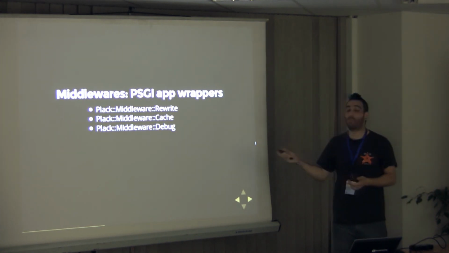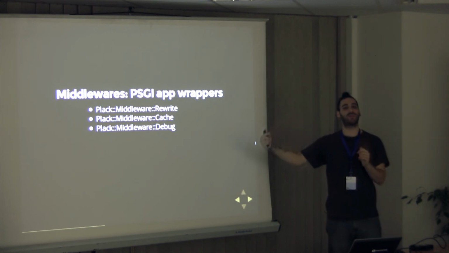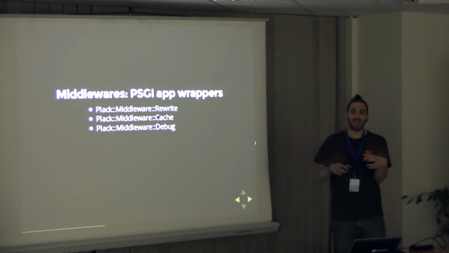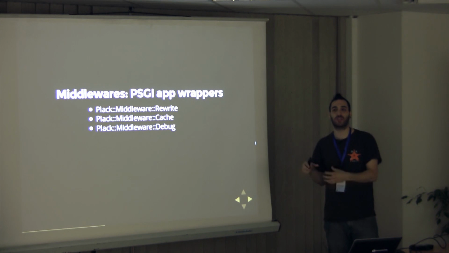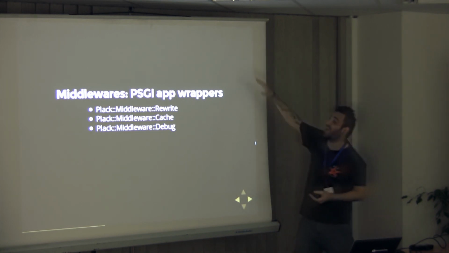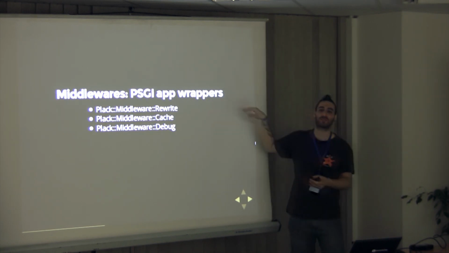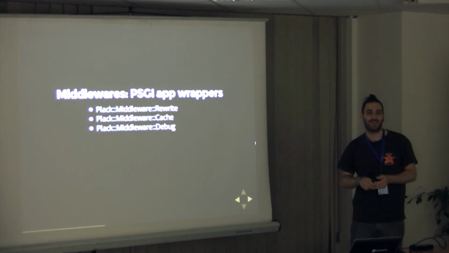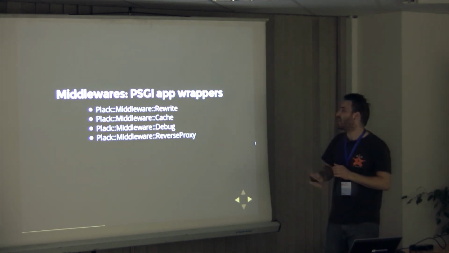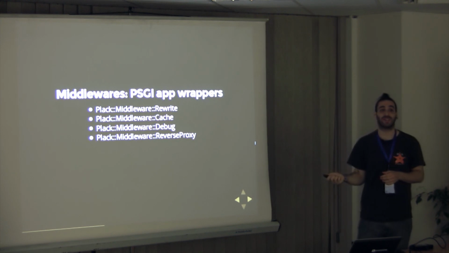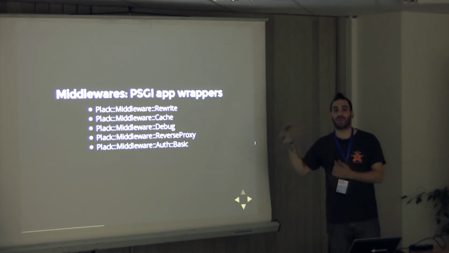Cache, I gave an example. Debug. Debug is a middleware that when data comes out, it actually adds more JavaScript and HTML to the output to provide a panel with introspecting options. It's insane. There's a middleware for reverse proxying. There's a middleware for basic authentication.